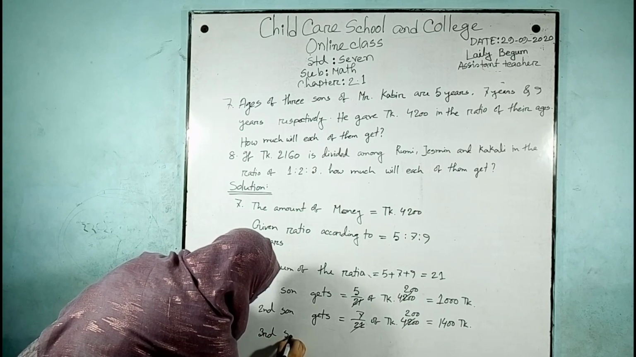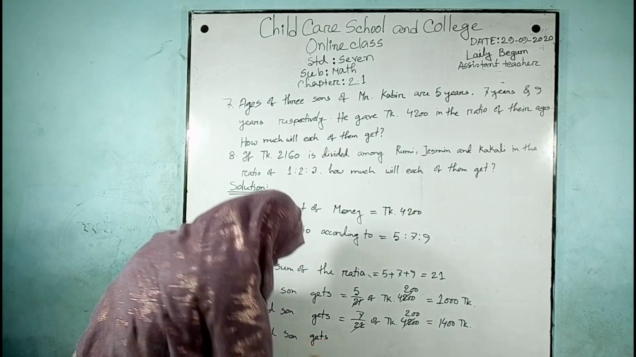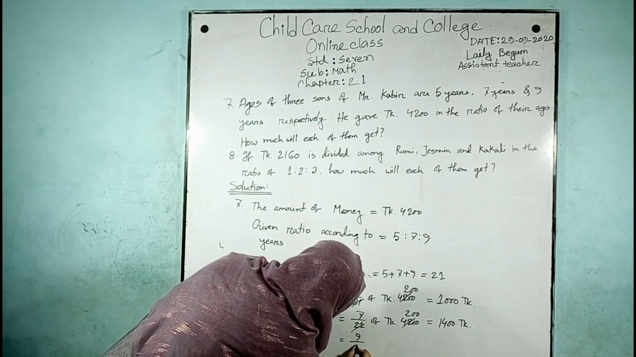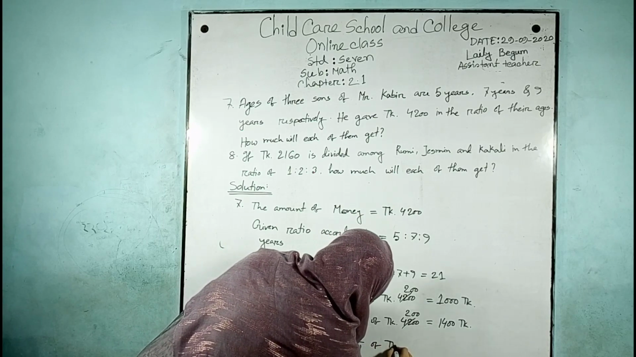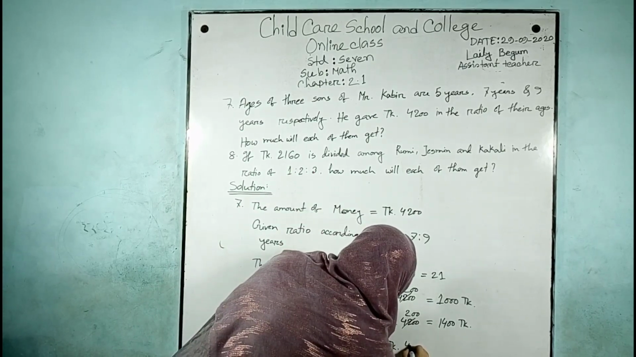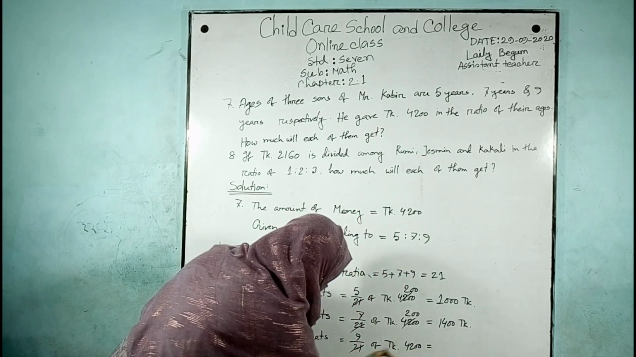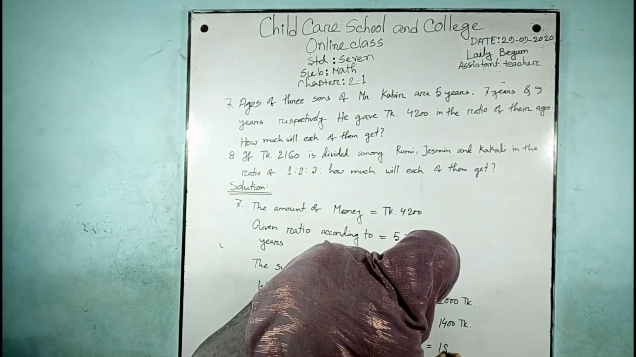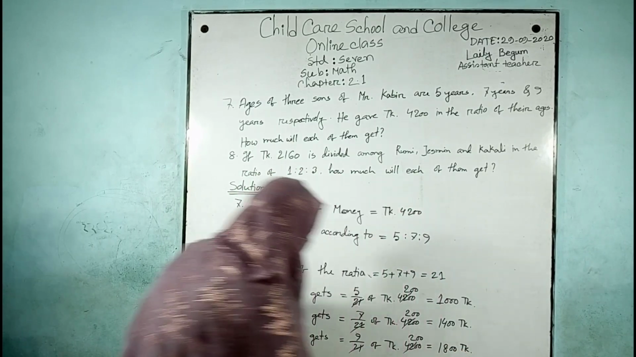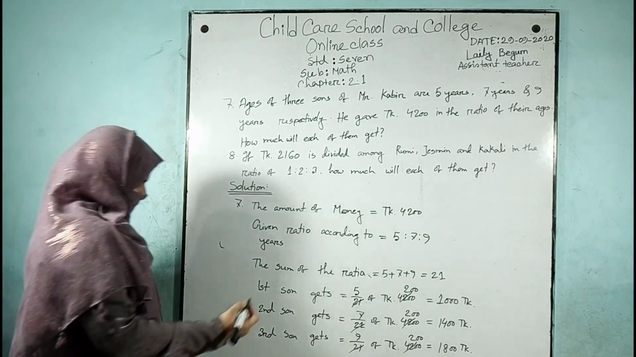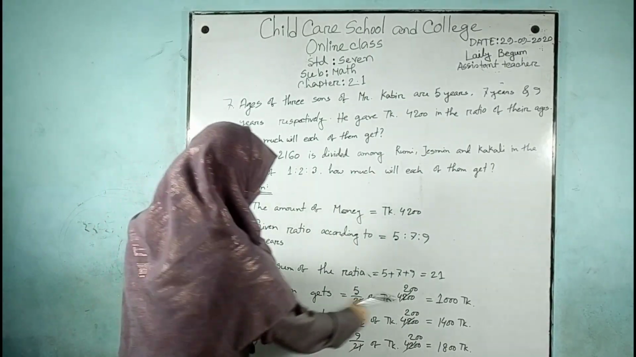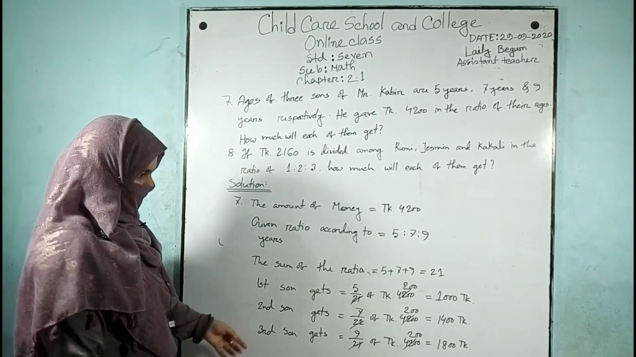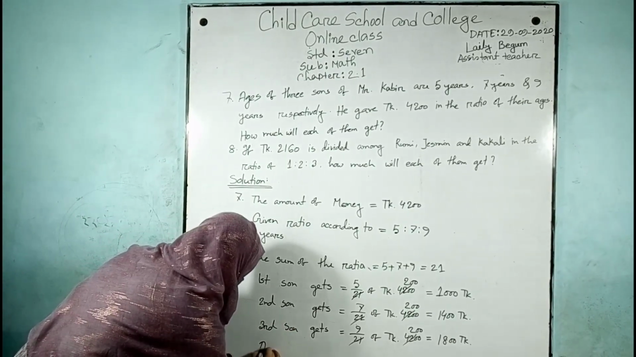And the third son gets 9/21 of Taka 4,200. That is 200 multiplied by 9, which is 1,800 taka. So the first son gets 1,000 taka, the second son gets 1,400 taka, and the third son gets 1,800 taka. This is the answer.